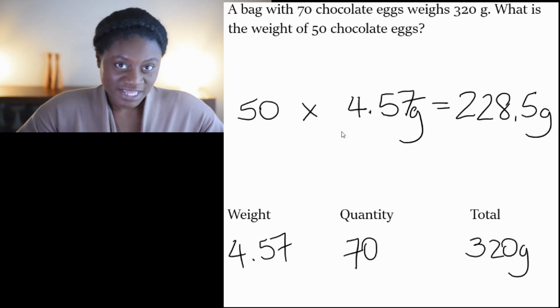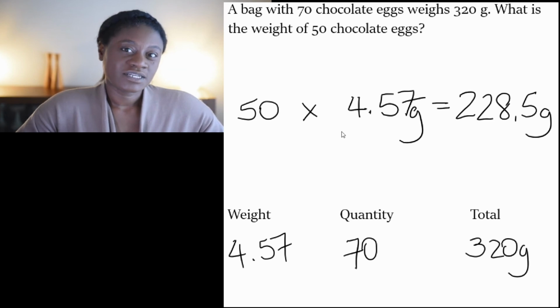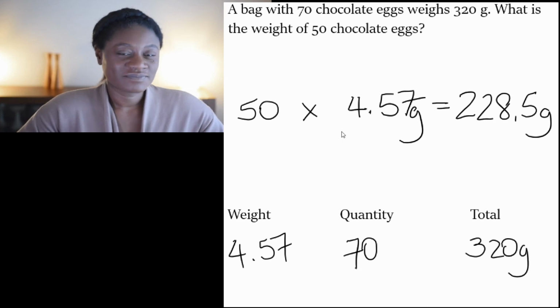In order to do that, we started by solving for the weight of a single chocolate egg. And once we knew the weight of a single chocolate egg, we could come up with the total weight of any number of chocolate eggs, and in this case, 50 chocolate eggs.